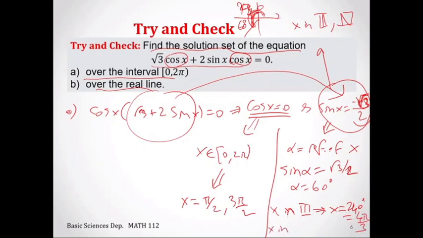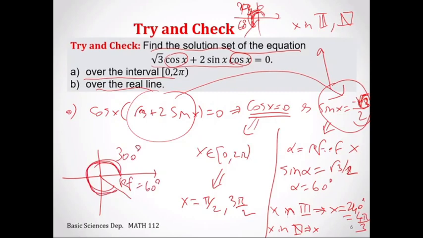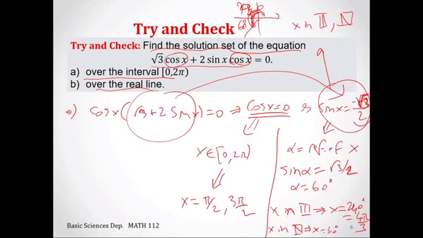And if x is in the fourth quadrant, x will be, okay, now let's look at here, the fourth quadrant. The reference angle is 60. Now this angle will be what? 300. 300 means five times 60, so 5 pi over 3. So this will be 300, 5 pi over 3.